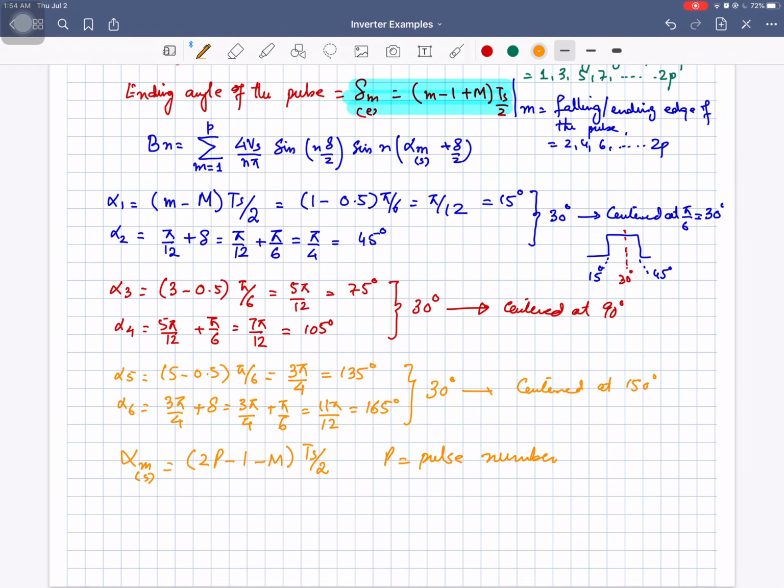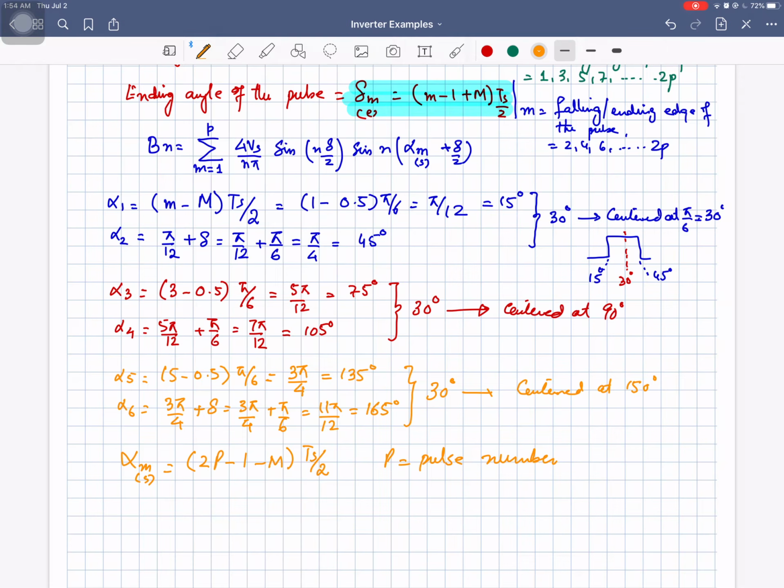So either you can use these equations, or you can use this equation to find out the starting angle of the pulse, or the ending angle is calculated with the help of this expression, that is (2p minus 1 plus m) into ts by 2, where again p is the pulse number in the output waveform.